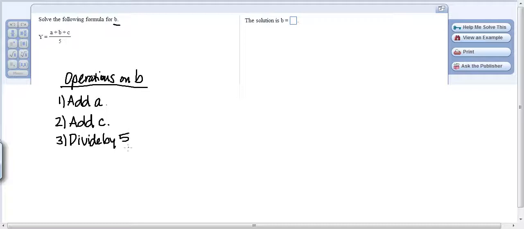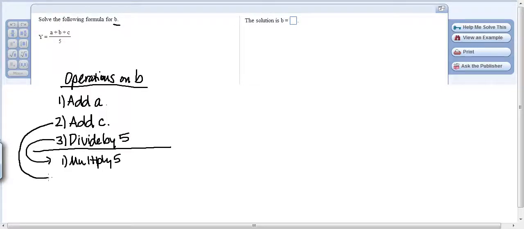Alright, so if we want to undo that to get B all by itself, we just undo those things that are being done to B. So again, opposite of divide by 5, the first thing we're going to do is multiply by 5. Then the second thing we're going to do is, opposite of add is subtract C. And then the opposite of add A is subtract A.